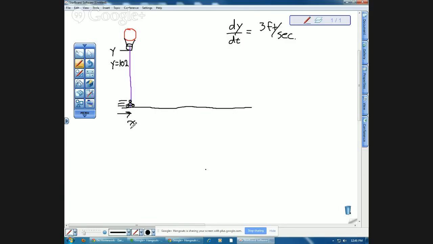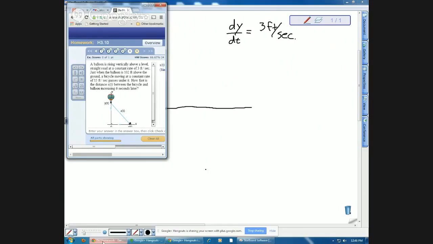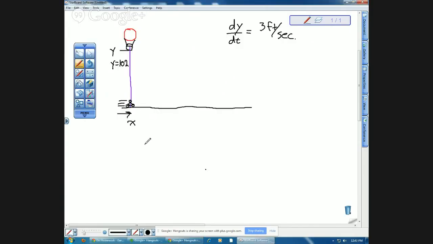How fast was Bicycle Man moving? Bicycle Man was moving at 15 feet per second. Later we could figure out how many miles per hour that is. So is the 15 feet per second, is that x or dx/dt? What do you think? No. x would just be feet, right? So feet per second would have to be dx/dt. Okay. So when x is equal to 0, and by 0 I mean directly under the balloon, dx/dt is equal to 15 feet per second.